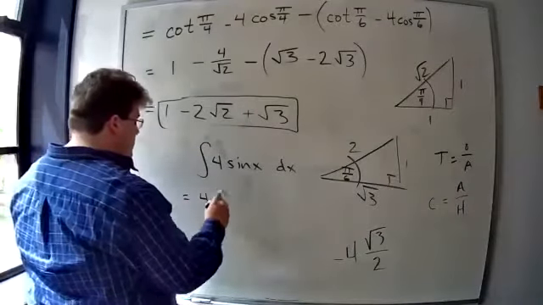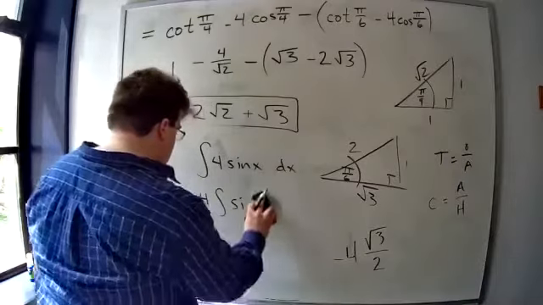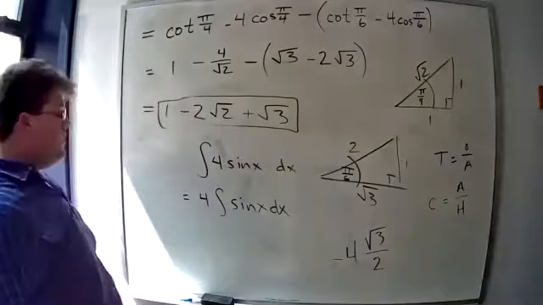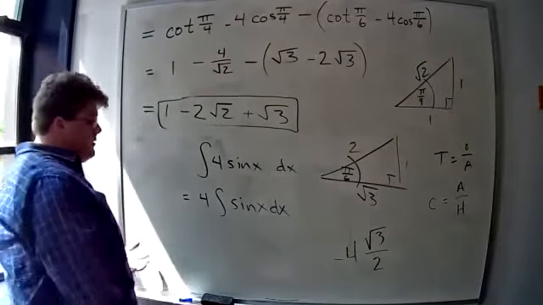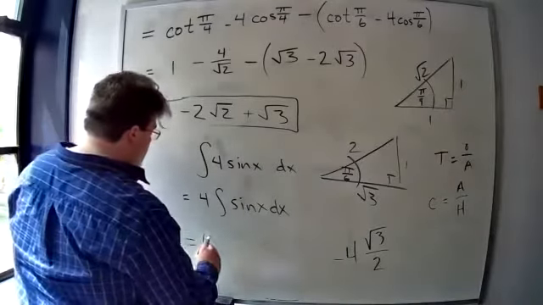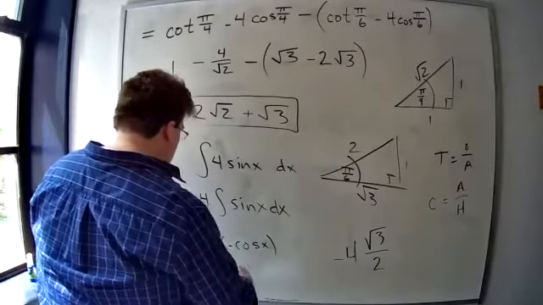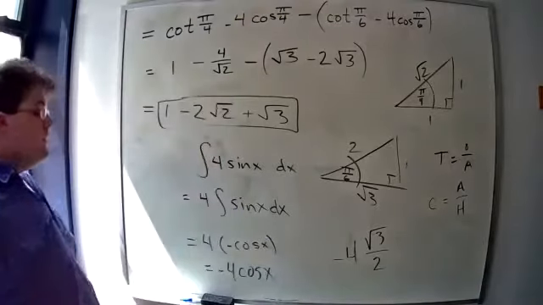So you could do it like this. You could pull out the 4 and then directly using the indefinite integral rules, the indefinite integral of sine x is negative cosine x, which made it -4 cosine x.